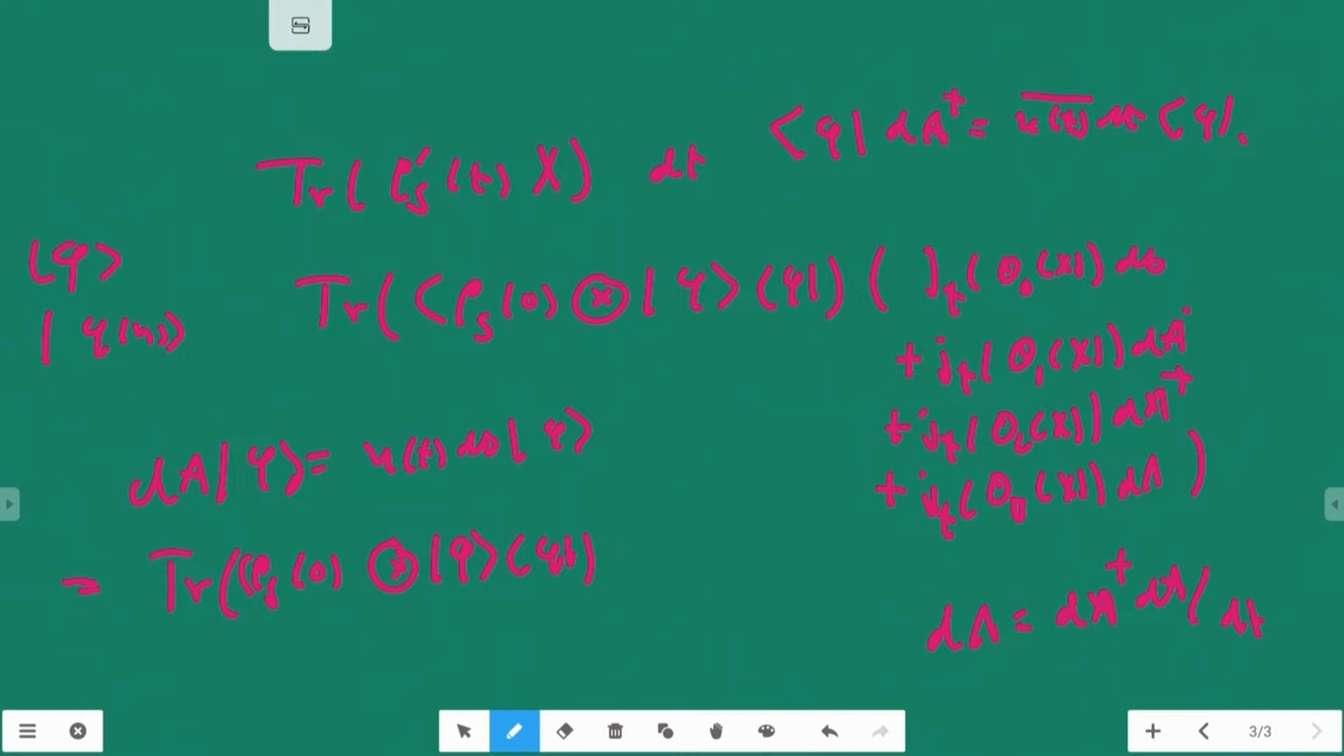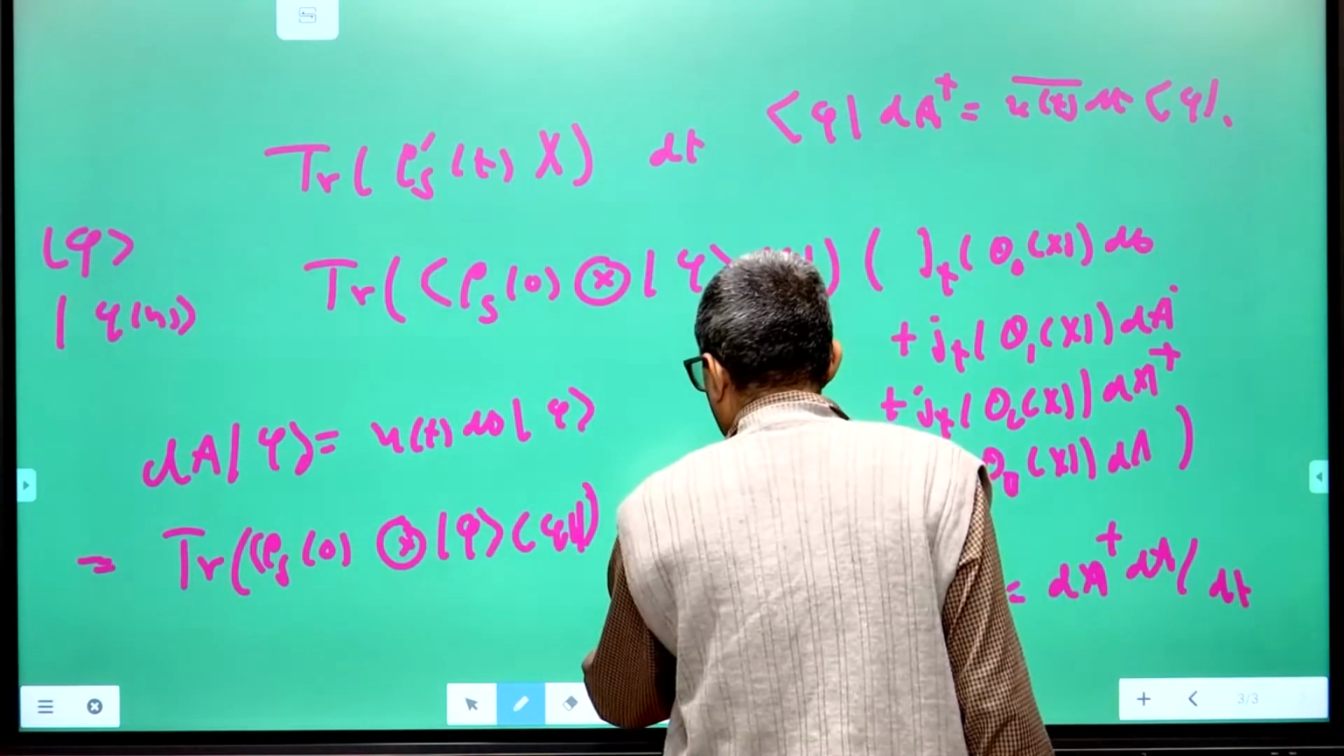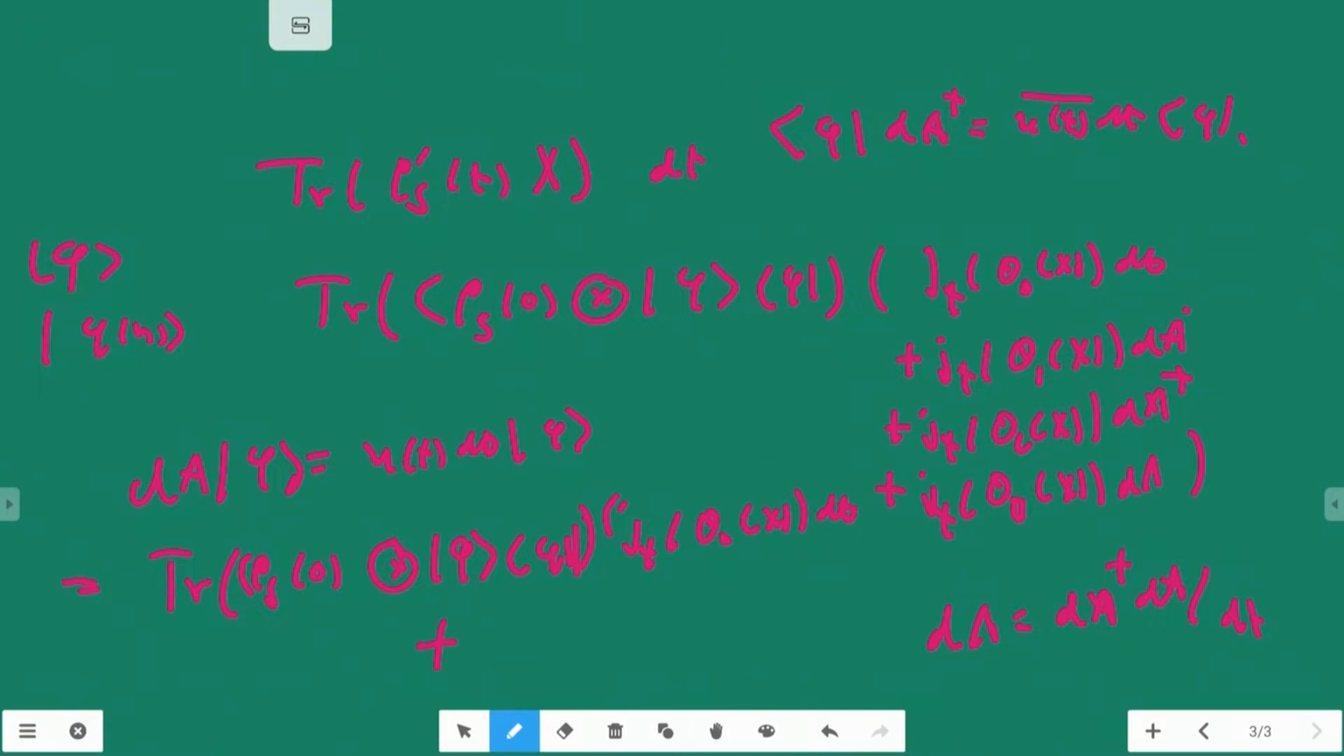Then you will get theta 0 x dt, plus this whole thing multiplied by j t theta 0 x into dt. So it will be j t of theta 0 x into dt, plus, if you bring the a peeping out of the tensor product, it will be u t into j t of theta 1 x dt, plus u t bar of j t of theta 2 x into dt, plus mod u t square j t of theta 3 x into dt, because d a dagger dt, right.